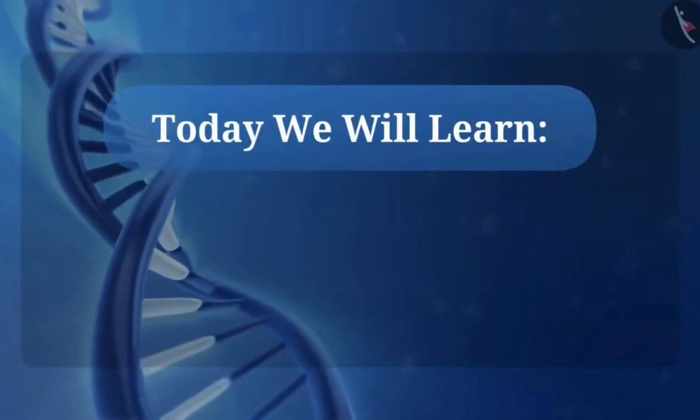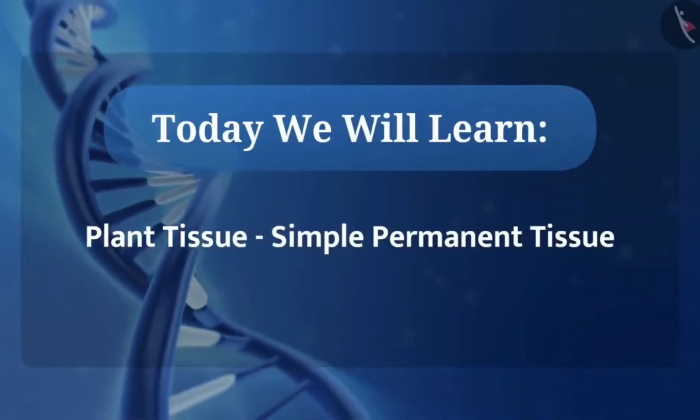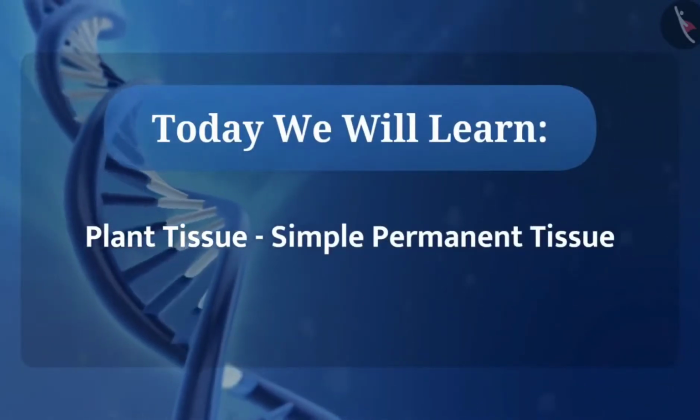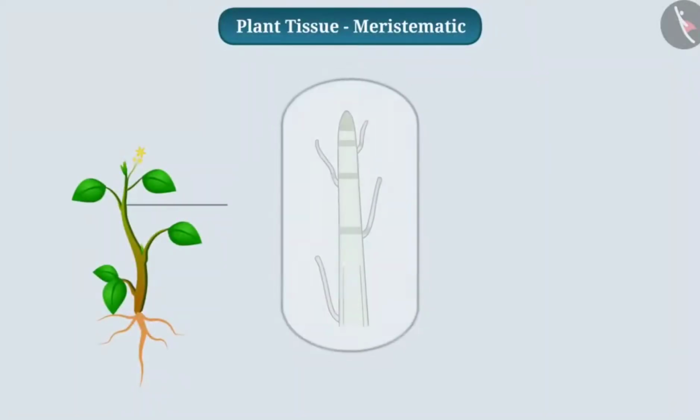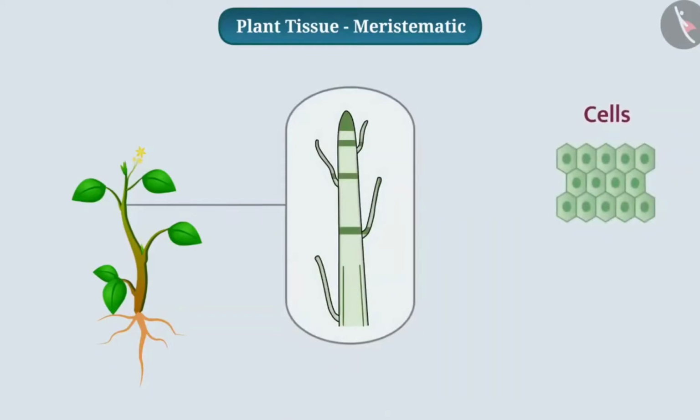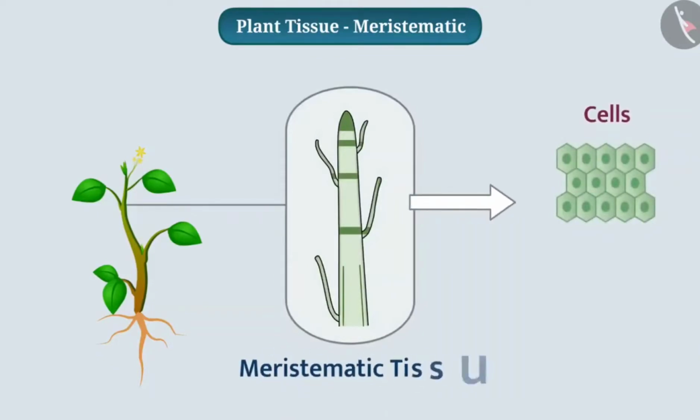Learn about plant tissue, simple permanent tissue. In the previous video, we learned that the cells of the plant tissue, meristematic tissue, keep dividing throughout their life. But as they grow and mature, their properties gradually change. After complete growth, these cells perform a specific function at a specific location and lose the power to divide.